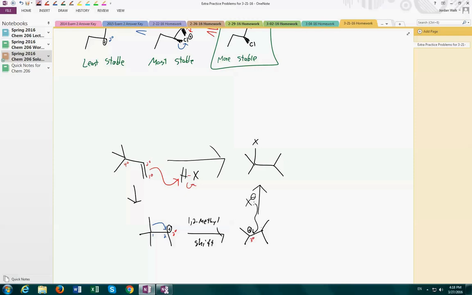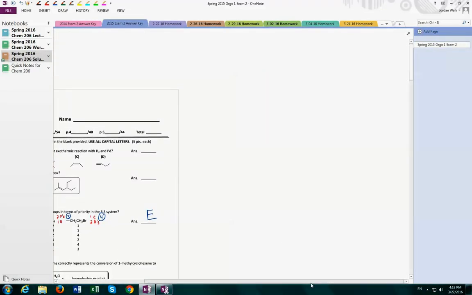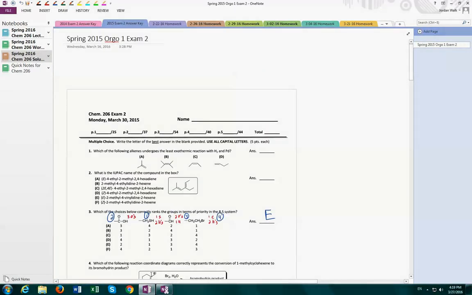On exam 2 from 2015, question number 1 is also the least exothermic reaction. Can you explain that? That's just material that we didn't cover, so you wouldn't see that type of question.